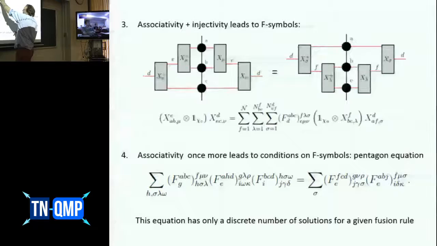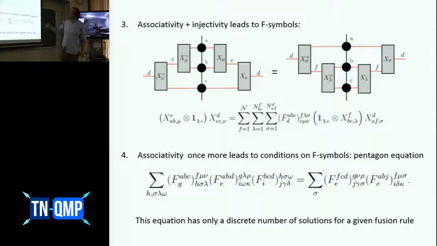Now you can apply the same associativity another time. Because if I know that X times X is equal to this, then you can take three of these X's and reorder them in two different ways. And again, associativity will imply some condition on these F matrices. And this is exactly the pentagon equation that is very famous in the theory of tensor modular categories. Yes? So these projectors, do they actually project onto this accessible subspace? Yes. They exactly characterize the symmetry on which your virtual degrees of freedom, or your entanglement degrees of freedom, live. That's what they do.